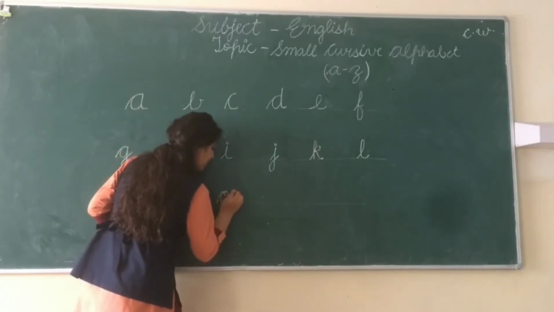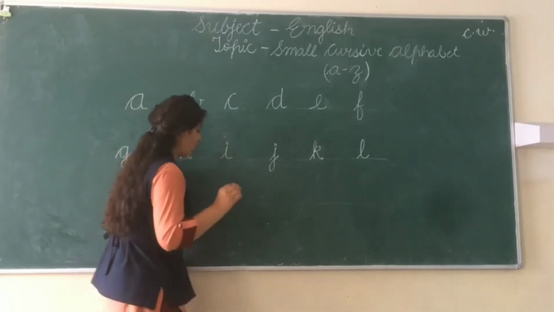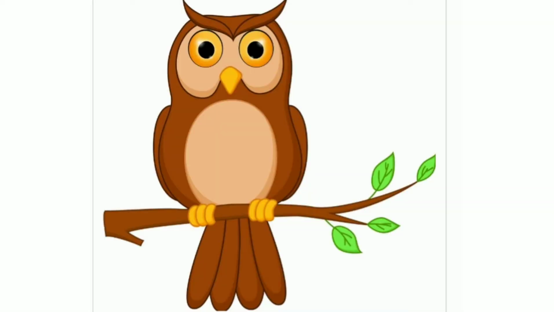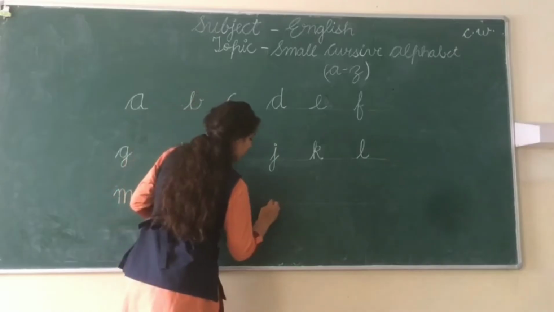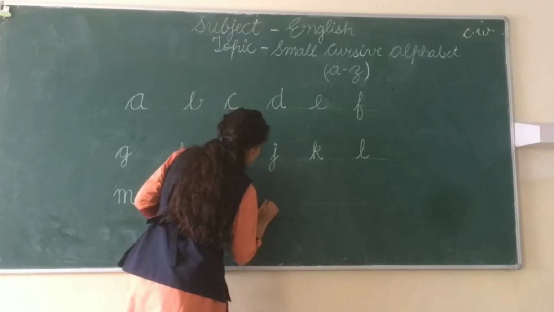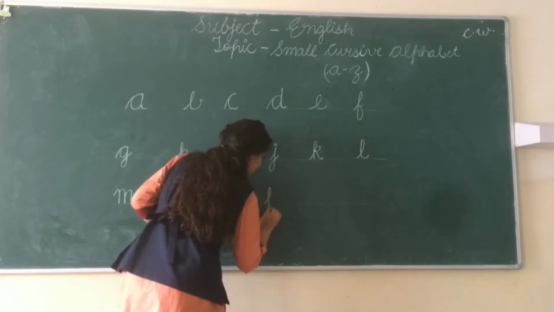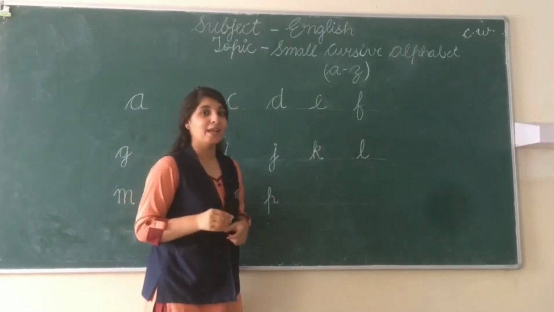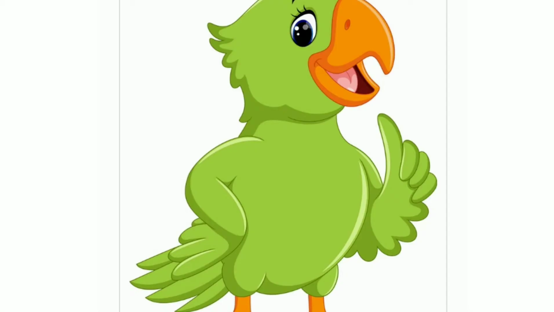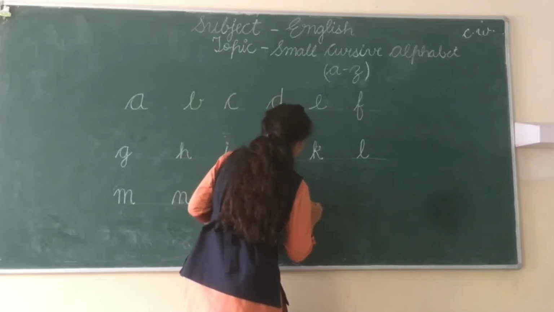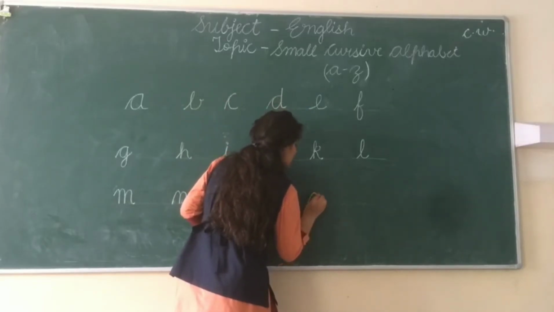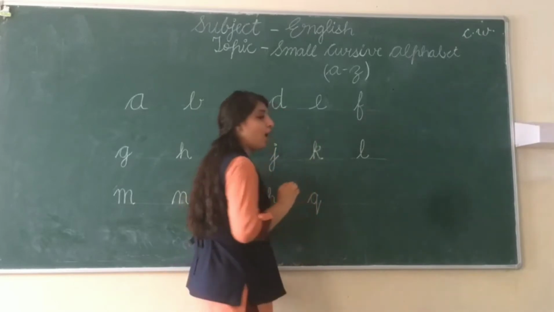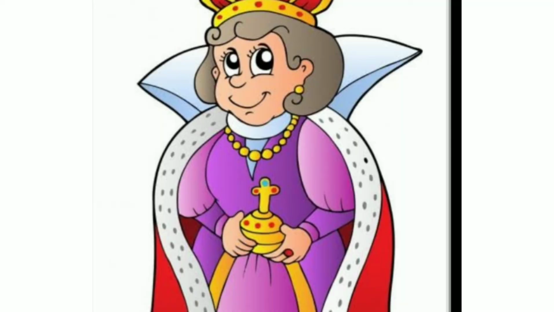Our next alphabet is O. O for owl. Our next alphabet is P. P for parrot. Our next alphabet is Q. Q for queen.